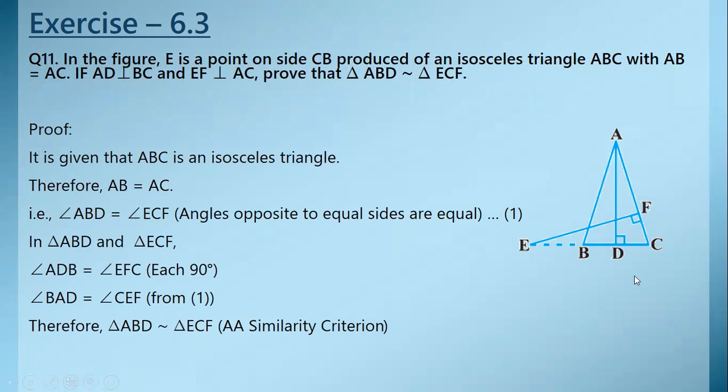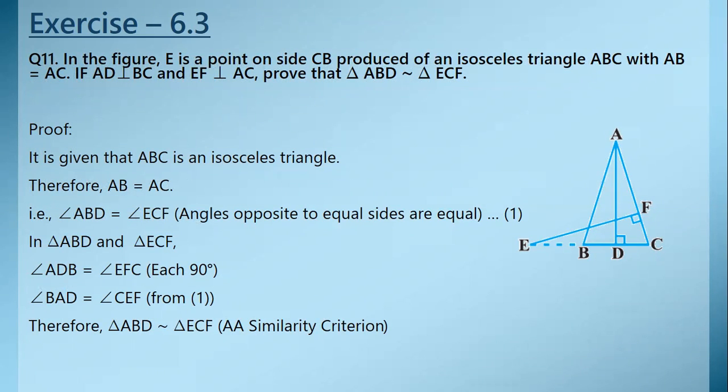It is given that ABC is an isosceles triangle. AB is equal to AC. So angles opposite to equal sides are equal. So angle B and angle C will also be equal. That's the first equation for us. Now in triangle ABD and ECF, the one lying down type, those two triangles we are going to consider.